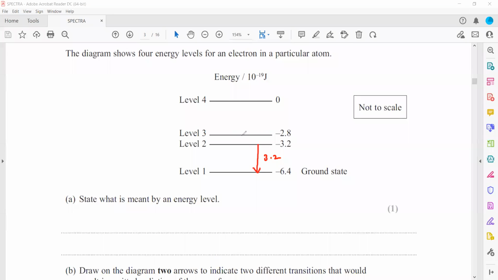If we take this transition, 6.4 minus 2.8, this transition will be 3.6. If we take this transition, 0 and 6.4, this is 6.4. If we take this transition, 0 to 2.8, this is 2.8. If we take this transition, 0 to 3.2, this will be 3.2. So what are the arrows which we'll draw? Because this transition was 3.2 and this transition is also 3.2.